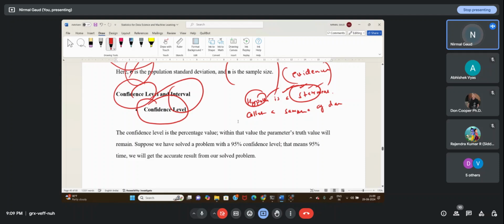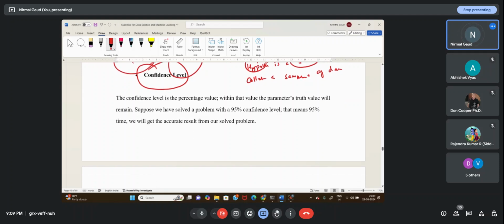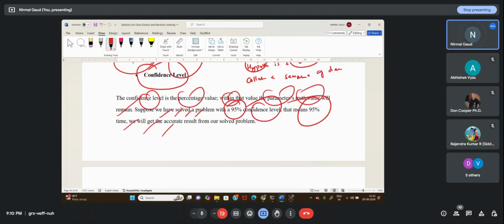And now, how did this confidence come? See, the confidence level is the percentage value within which the parameter's true value will remain or fall. That means, suppose we have solved a problem with 95% confidence, 95% means we'll get an accurate result.